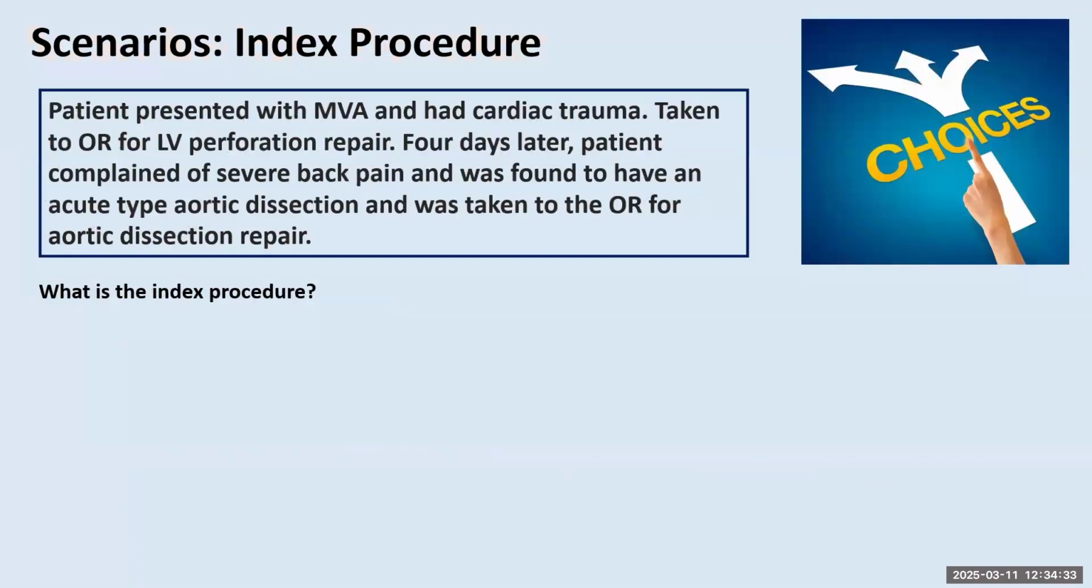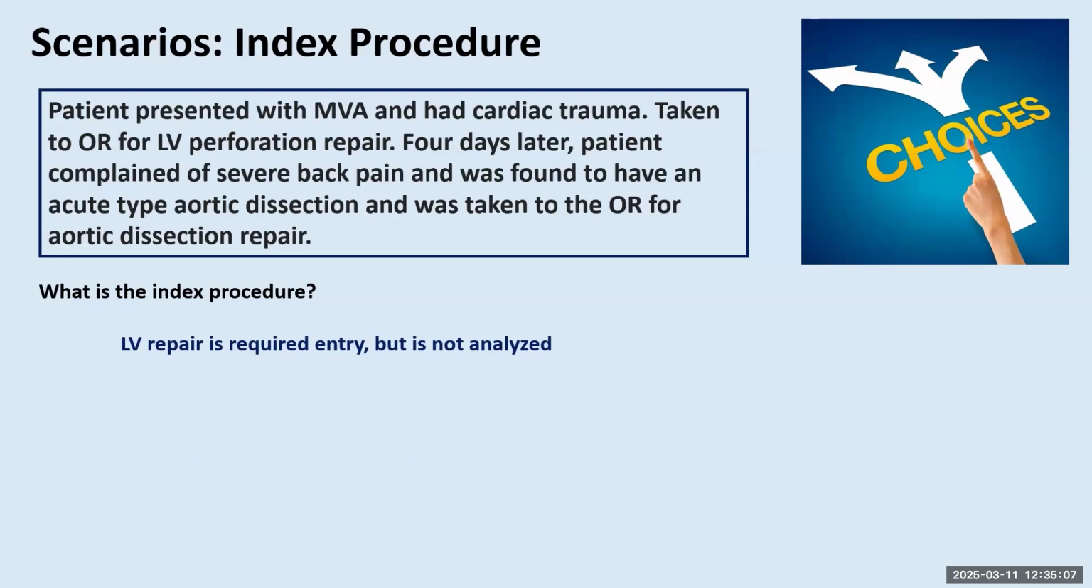Okay. Next scenario. Patient presented with a multi-vehicle accident and he had cardiac trauma. He was taken to the OR for an LV perforation repair. 4 days later, the patient complained of severe back pain and was found to have an acute type A aortic dissection and was taken back to the OR for that aortic dissection repair. So what is the index procedure here? We've got a few choices. We'll go through this.